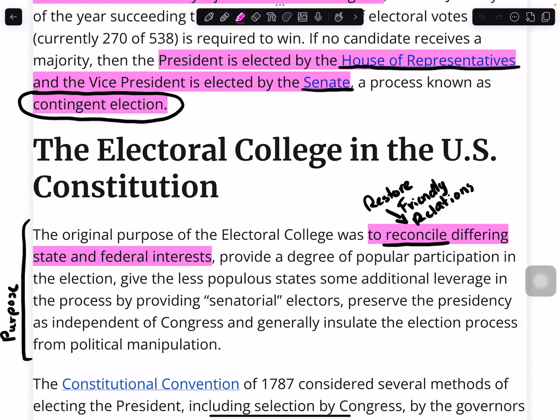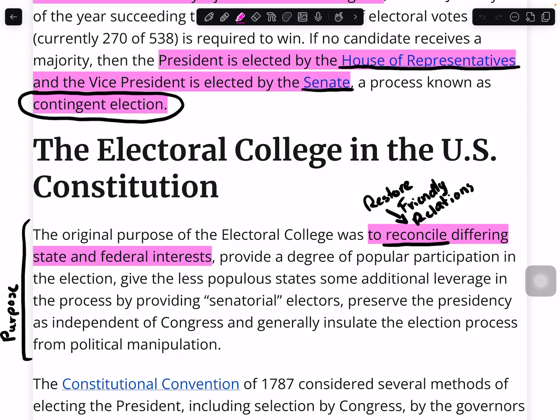Okay. Impact number one, explain how a candidate can win the presidency by losing the popular vote. This happened in 2016 when Donald Trump lost the popular vote to Hillary Clinton and won the presidency by securing more electoral votes. Let me just finish reading my paragraph.